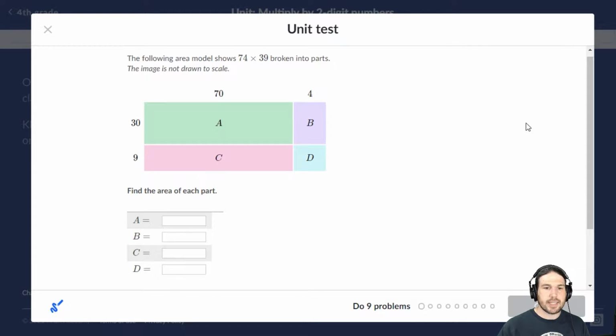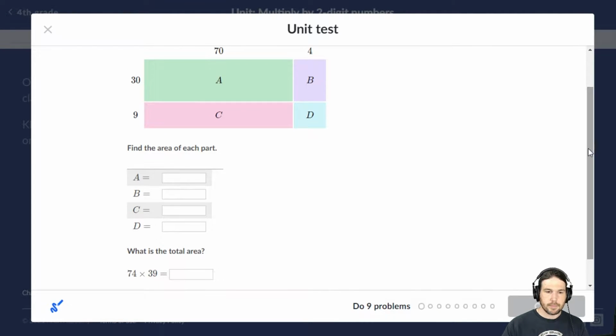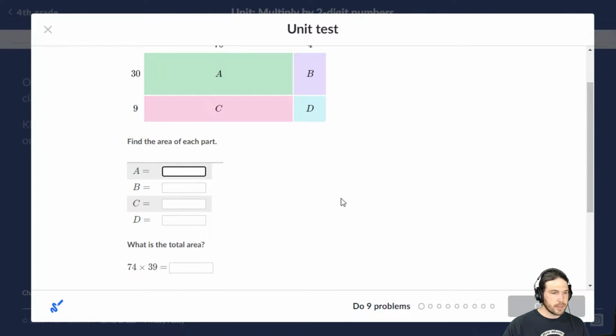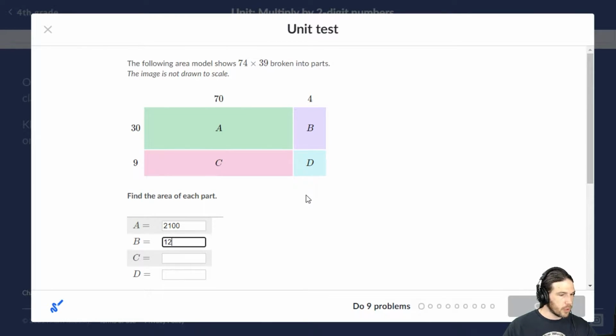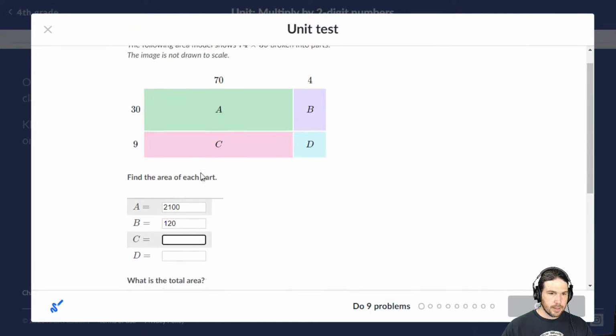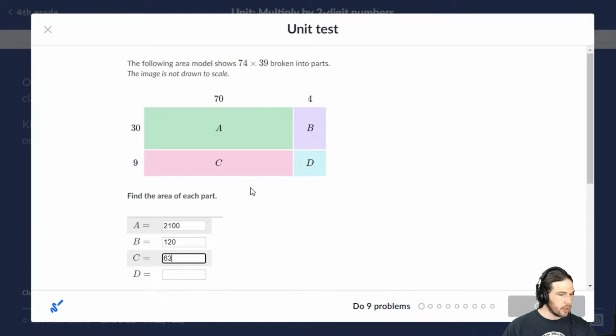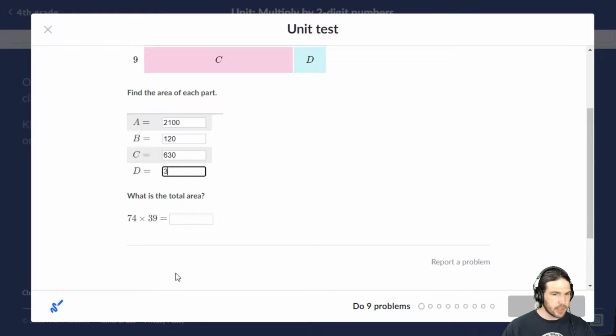The following is 74 times 39. Find the area of each part and then the total area. Well, 70 times 30 is 2100. 30 times 4 is 120. 9 times 70 is 630. And 9 times 4 is 36.